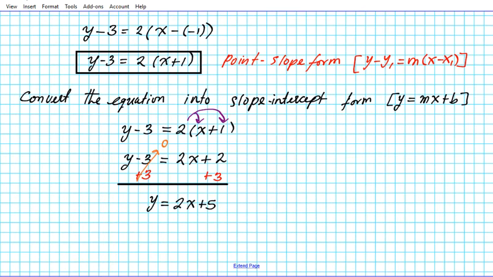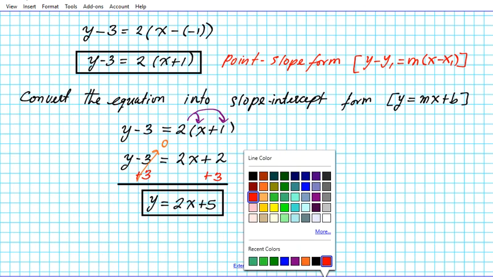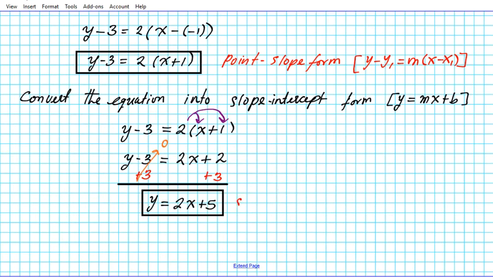Ladies and gentlemen, this is the slope-intercept form of the equation of the line that meets the initial conditions given in the problem. Okay, so let's go ahead and specify the name of this form. This is the slope-intercept form.